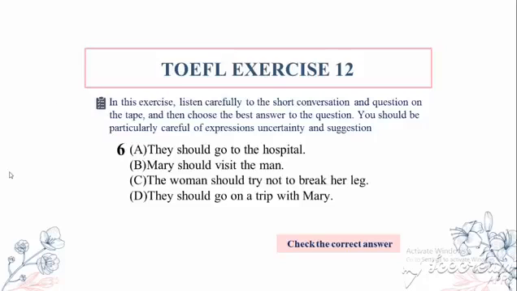I will take a sample question from TOEFL Exercise 12, number 6. Now you will hear the audio. TOEFL Exercise 12. In this exercise, listen carefully to the short conversation and question on the tape, and then choose the best answer to the question. You should be particularly careful of expressions of uncertainty and suggestion.